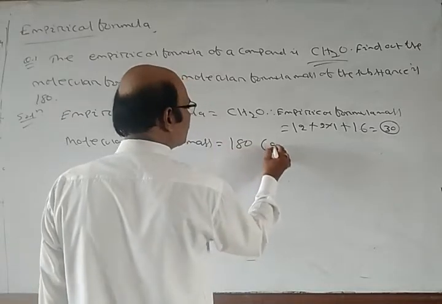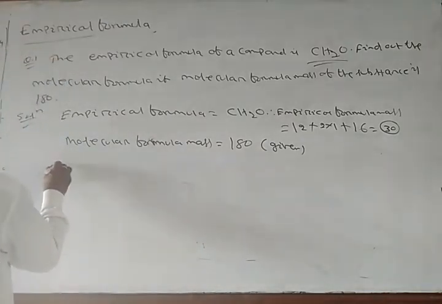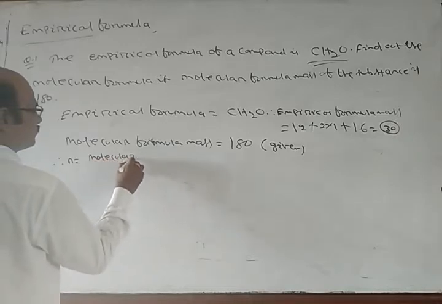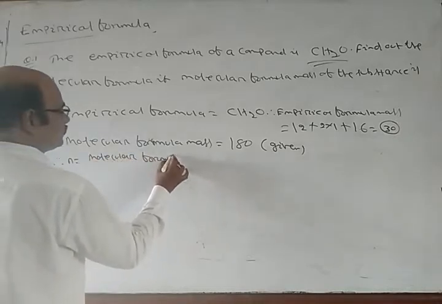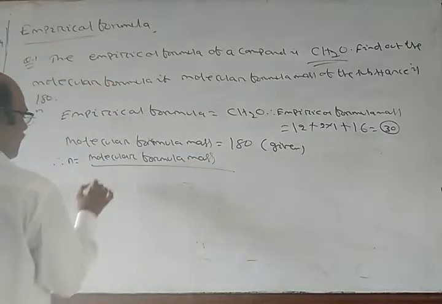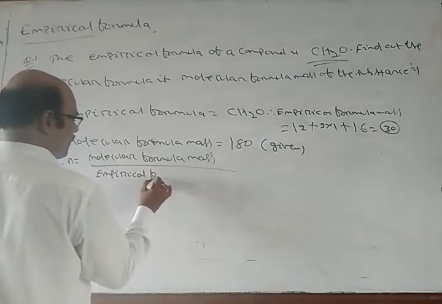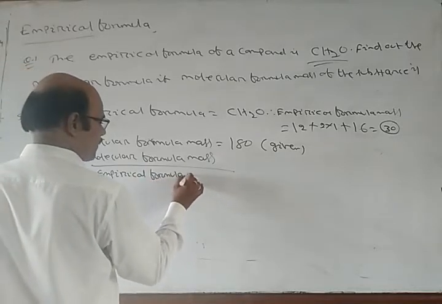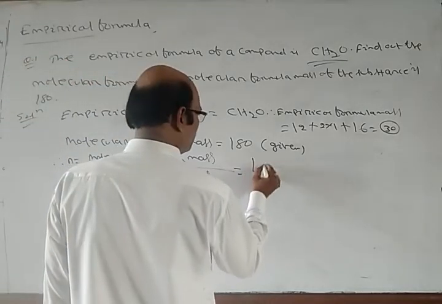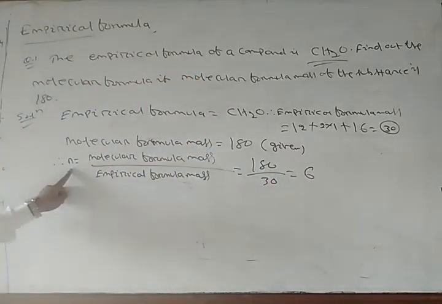180 given here. Okay. Therefore, N is equal to molecular formula mass divided by empirical formula mass, 180 divided by 30, equal to 6. Okay. So now we get the value of N equal to 6.